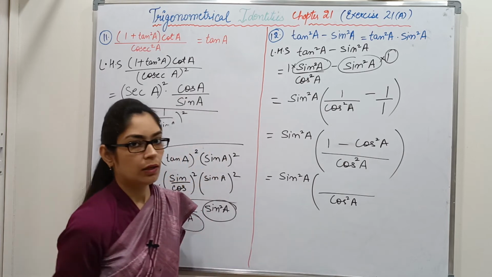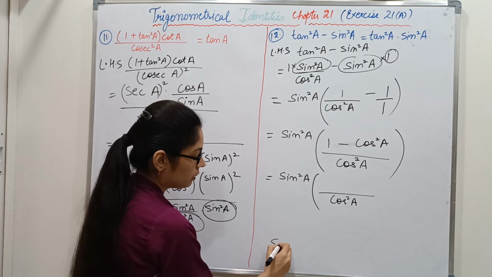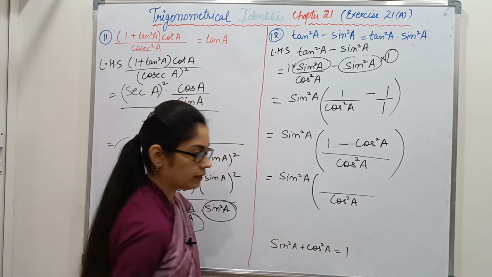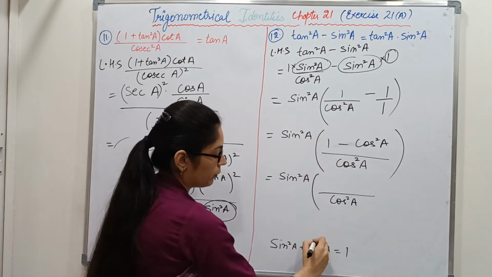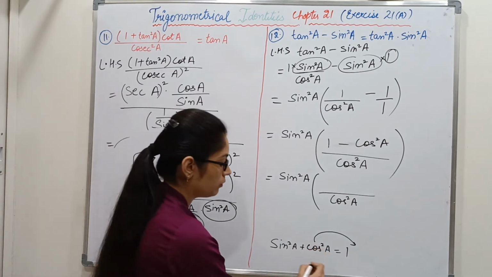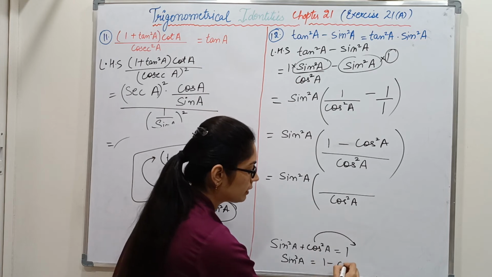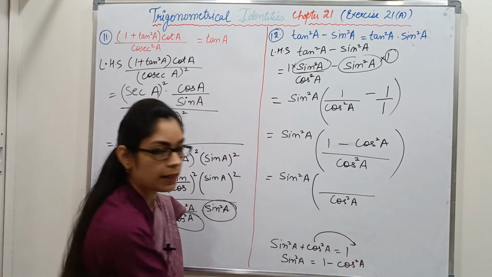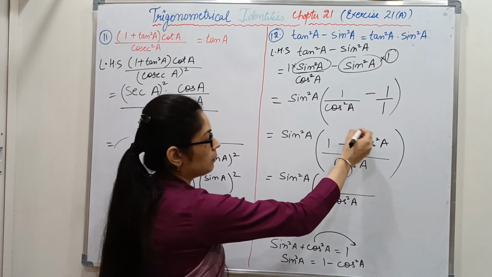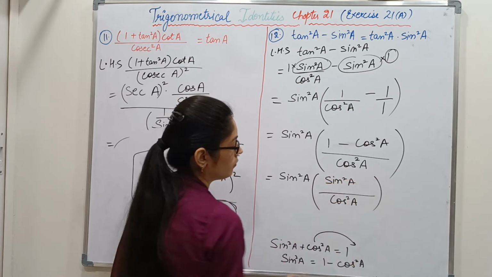1 minus cos square A, now we can check for the relations, because here we need sin square A. So we know sin square A plus cos square A is equal to 1. So that means 1 minus cos square A: if we shift cos square to the other side, because we want to know the value of 1 minus cos square A, in this relation itself cos square we are shifting to the other side, plus cos changes to minus cos. So sin square A is equal to 1 minus cos square A. That means in place of 1 minus cos square A, we can write sin square A.